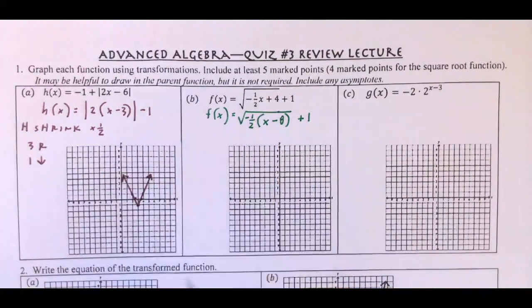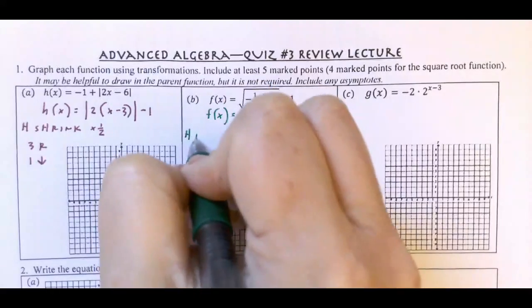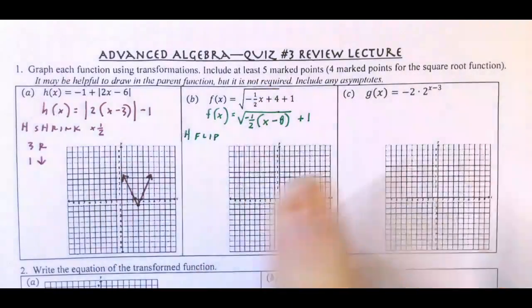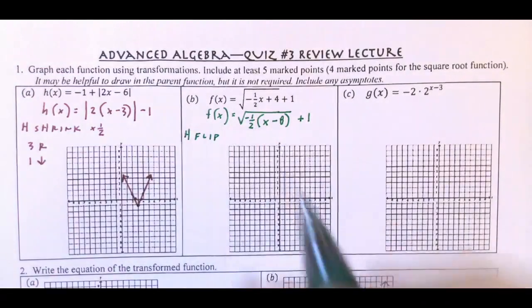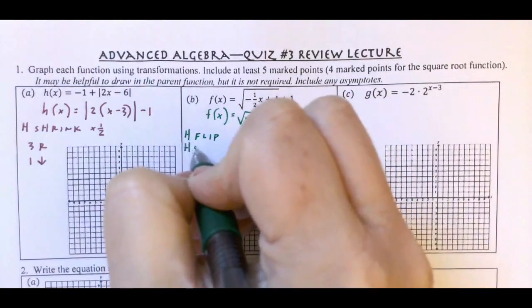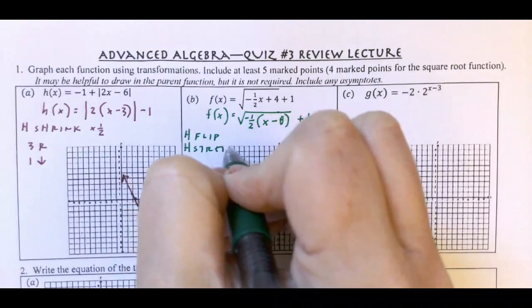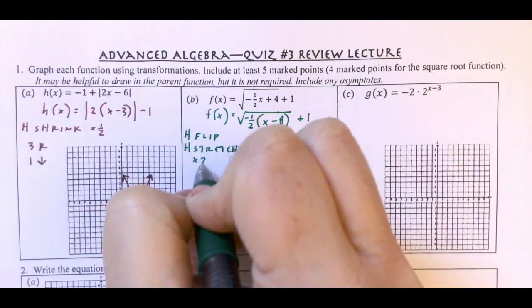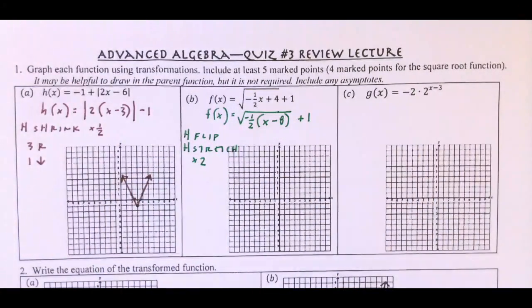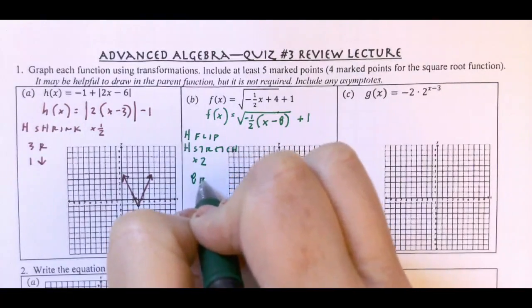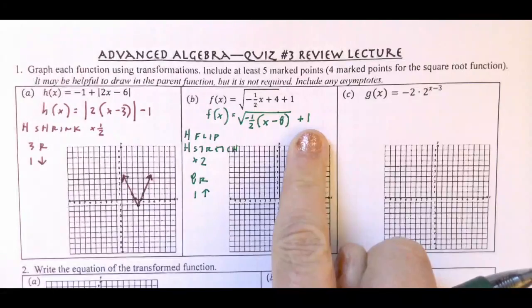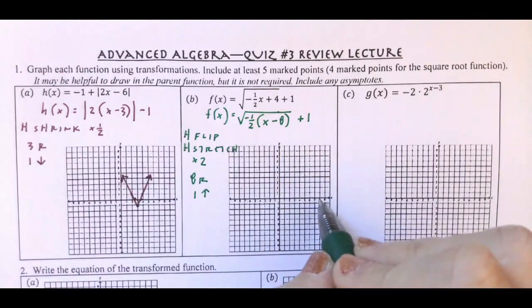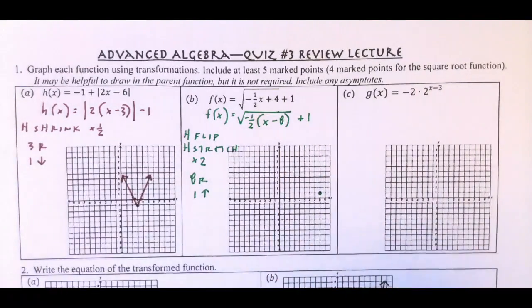So that negative makes it a horizontal flip, right? It's inside, it's underneath the root. This 1/2 is a horizontal stretch by a factor of 2, so the x values double, and then 8 to the right, and 1 up. So 8 to the right and 1 up puts me right here.